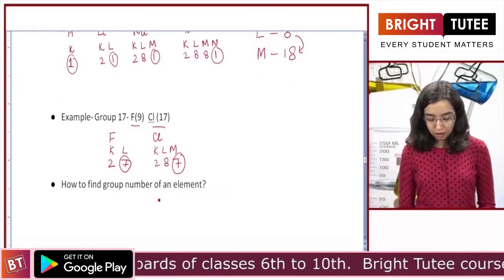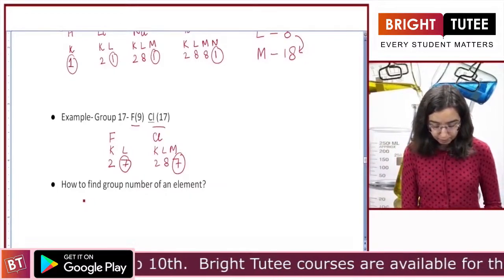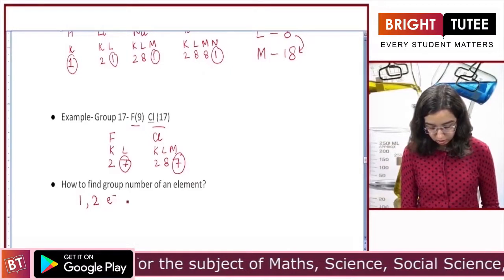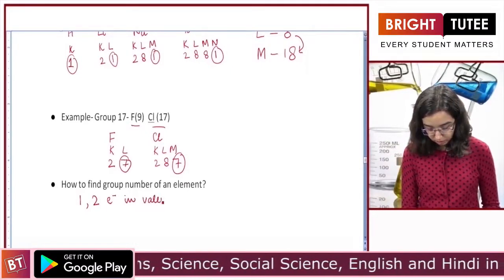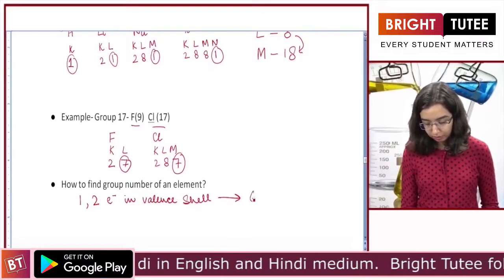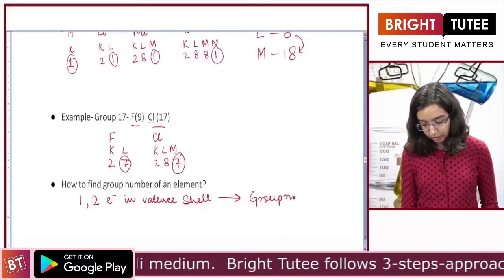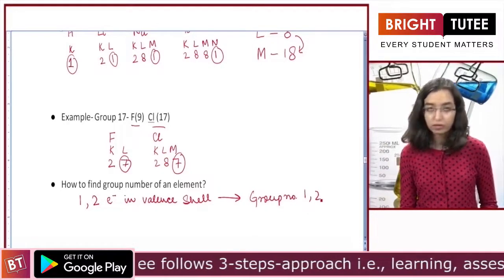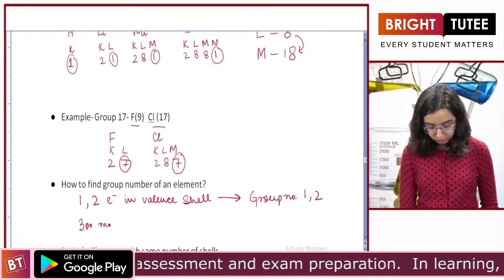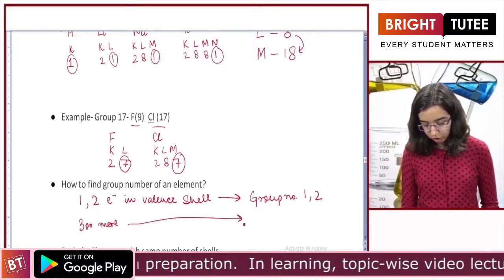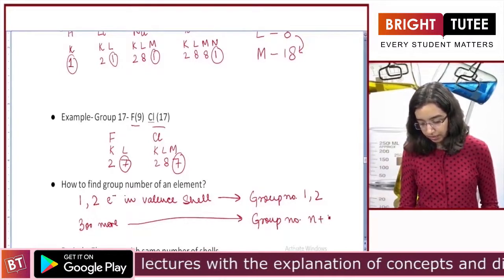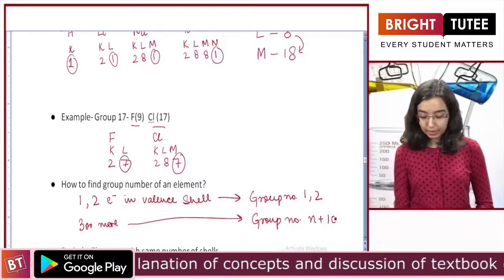It's very simple. If the element has 1 or 2 electrons in the outermost shell, then that becomes the group number. The group number similarly becomes 1 or 2 respectively. But if it is 3 or more electrons in the outermost shell, then the group number becomes n plus 10. So for example, let's take aluminium.